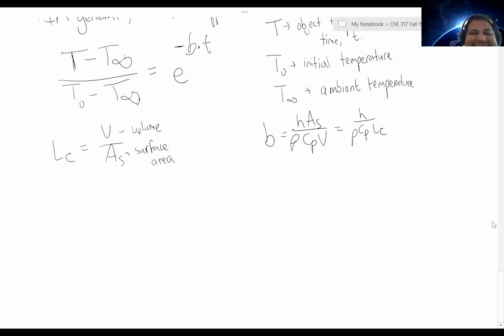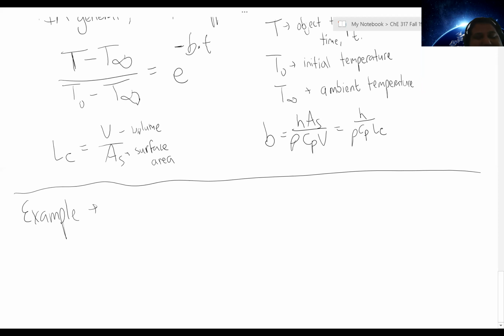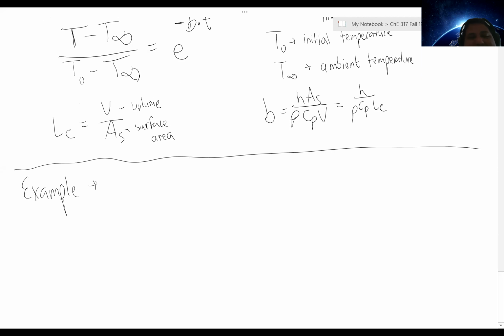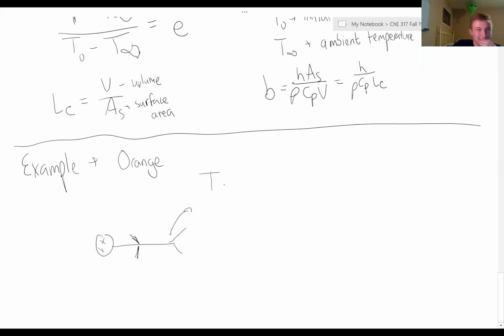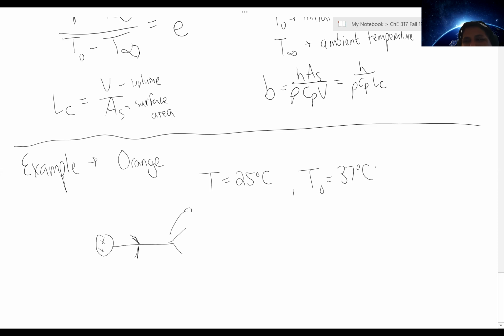So let's take a look at this example. Finding the dead body. We can give him a name if you want. Orange. You know what? Orange. I'm not going to touch that one with a 10-foot pole. All I'm saying is poor Orange over here had a body temperature of 25 degrees C. If we assume when he was alive his initial temperature was 37, and we know the ambient temperature is 20 degrees C.